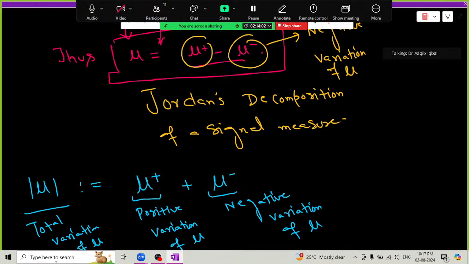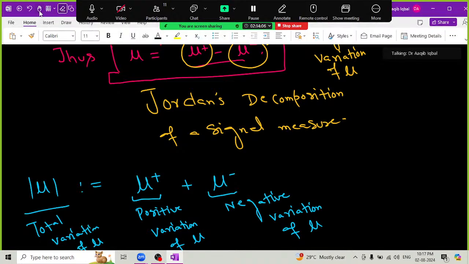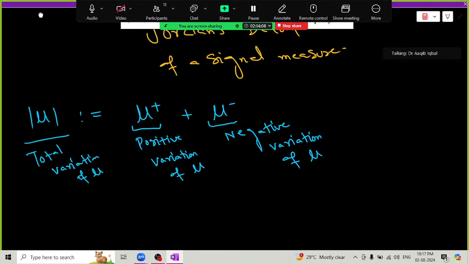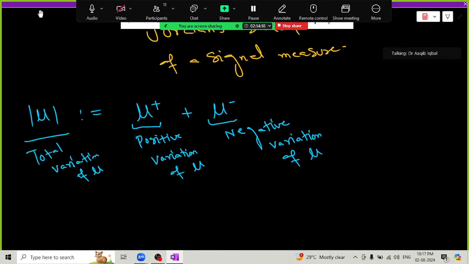I am saying this in general. And the signed measure will be related to these measures. How? Because if you take the difference of the positive and the negative measure, it will be the signed measure. I showed you that above.